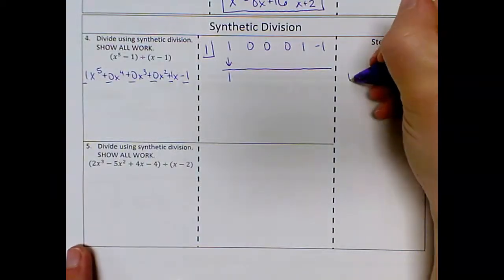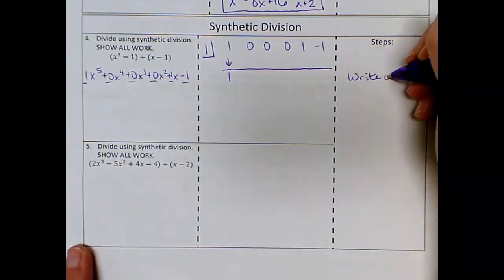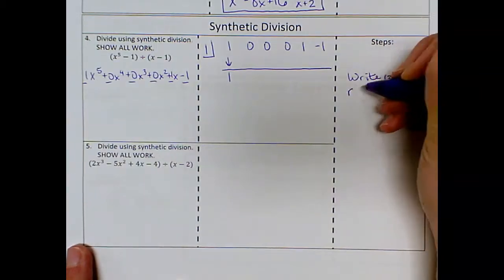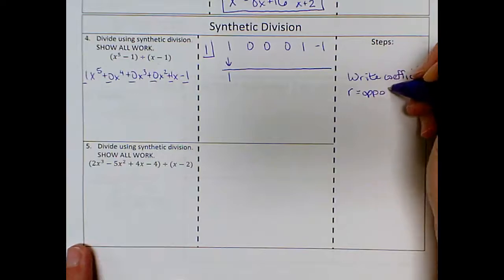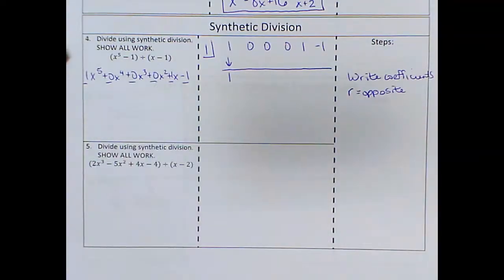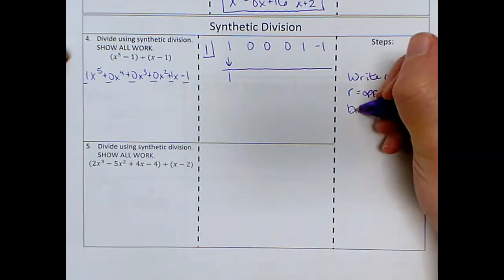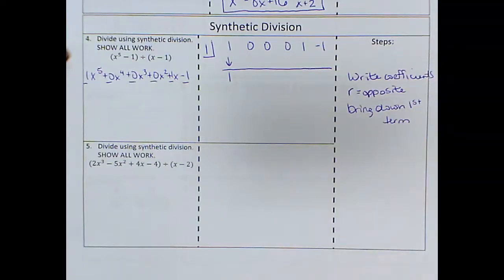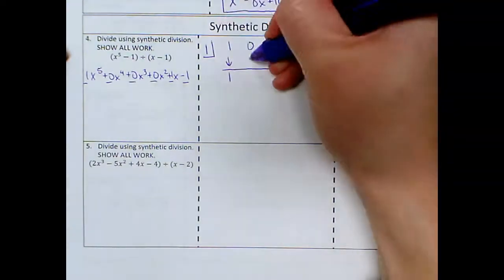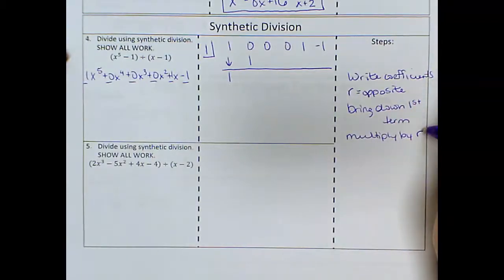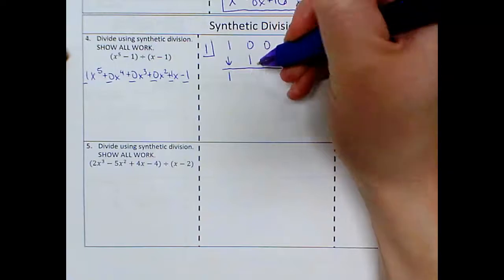So my steps are to write coefficients. R value equals the opposite of what you're dividing by, that constant you're dividing by. Bring down your first term. Multiply. 1 times 1 is 1. And then add down. 0 plus 1 is 1.